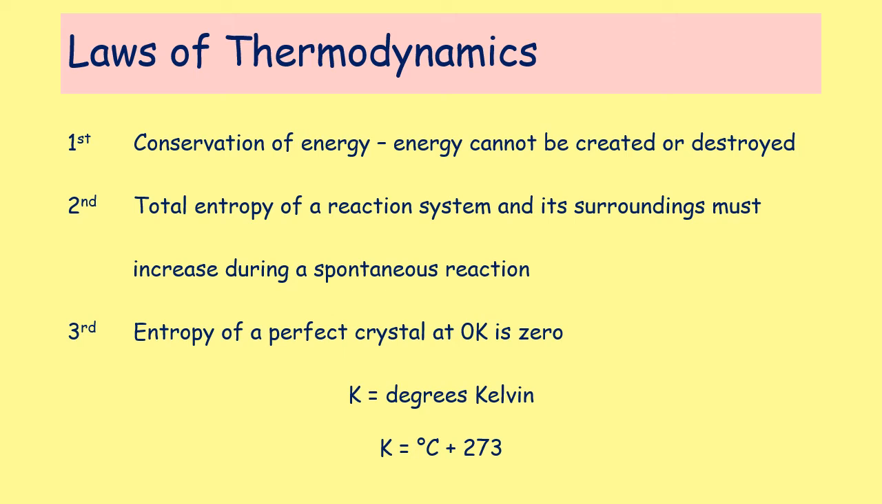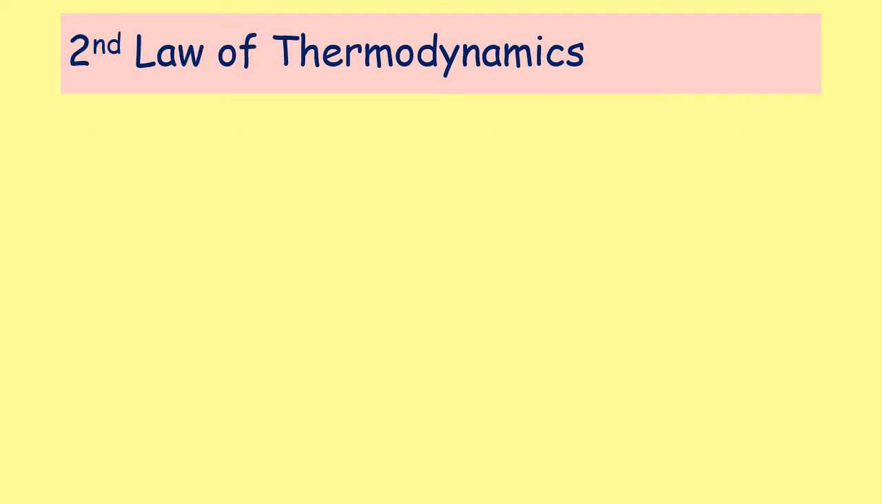Remember that Kelvin, K, stands for degrees Kelvin, and the way of working out the degrees Kelvin is to take your degrees centigrade and add 273 to it. So absolute 0 Kelvin is the equivalent of minus 273 centigrade or Celsius.